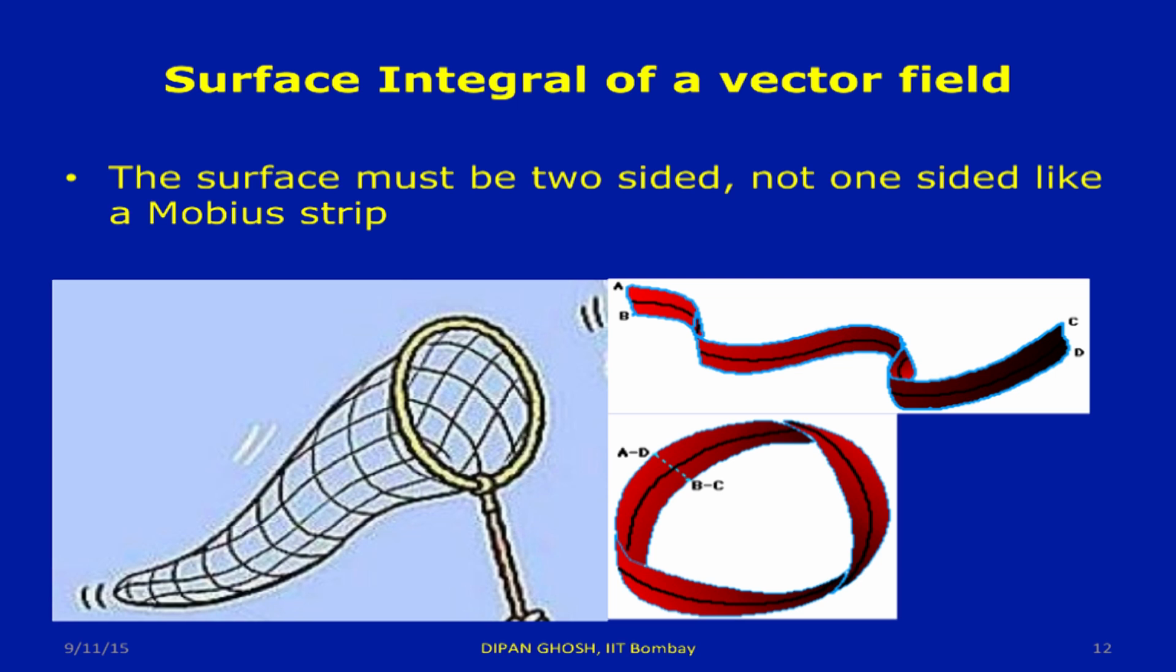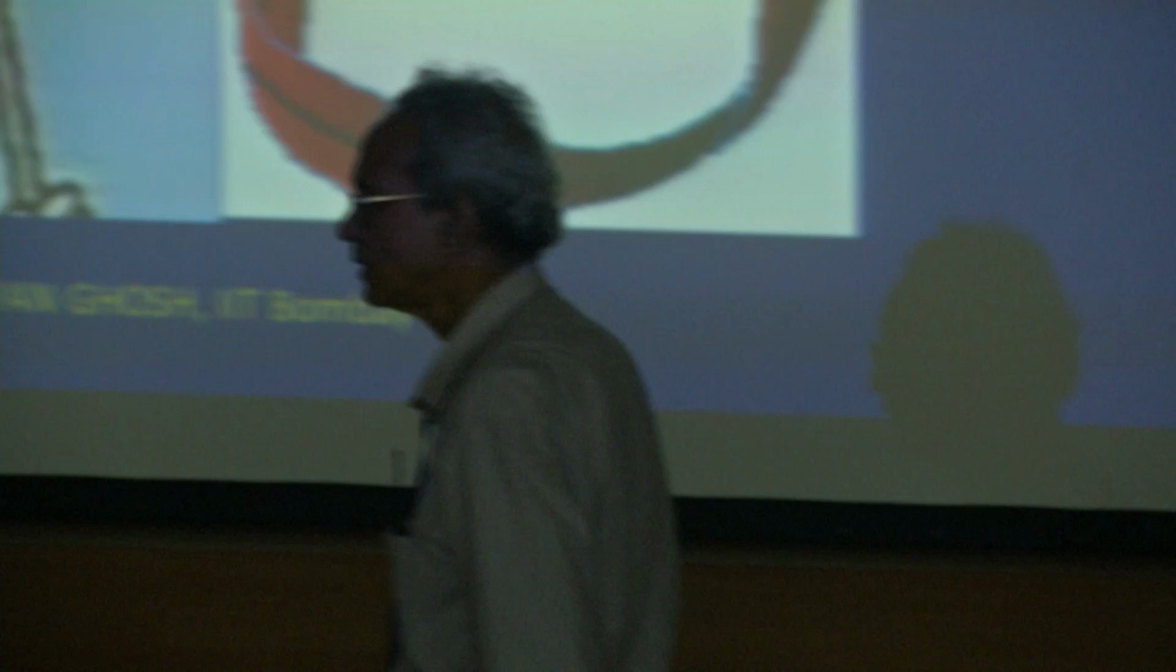These are called one-sided surfaces. A typical example is what is given here, it's called a Mobius strip. The theorems that we talk about are not applicable for one-sided surfaces. They are only applicable for proper true surfaces. So that was about summation.